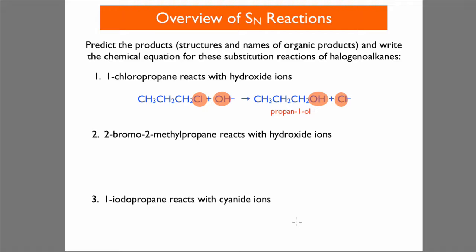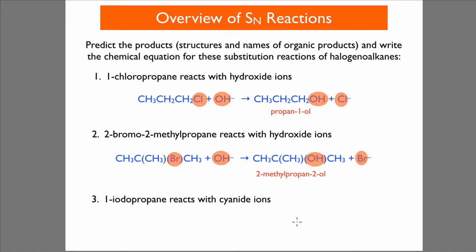Okay, have a go at number 2. Press pause and have a go. Okay, we've got 2-bromo-2-methylpropane reacting with the hydroxide ions. Let's highlight what's going to be switched in and switched out. And this is 2-methylpropan-2-ol.